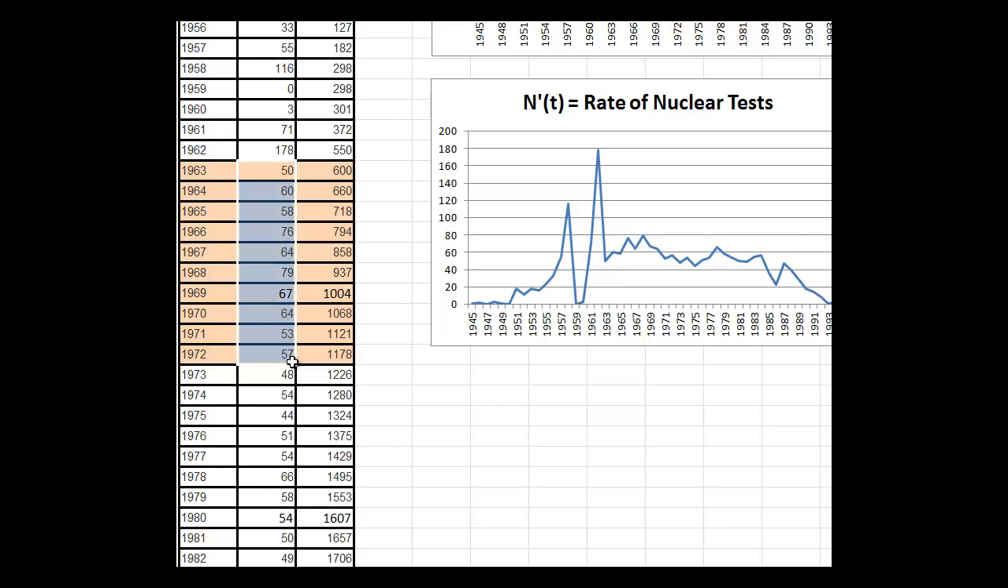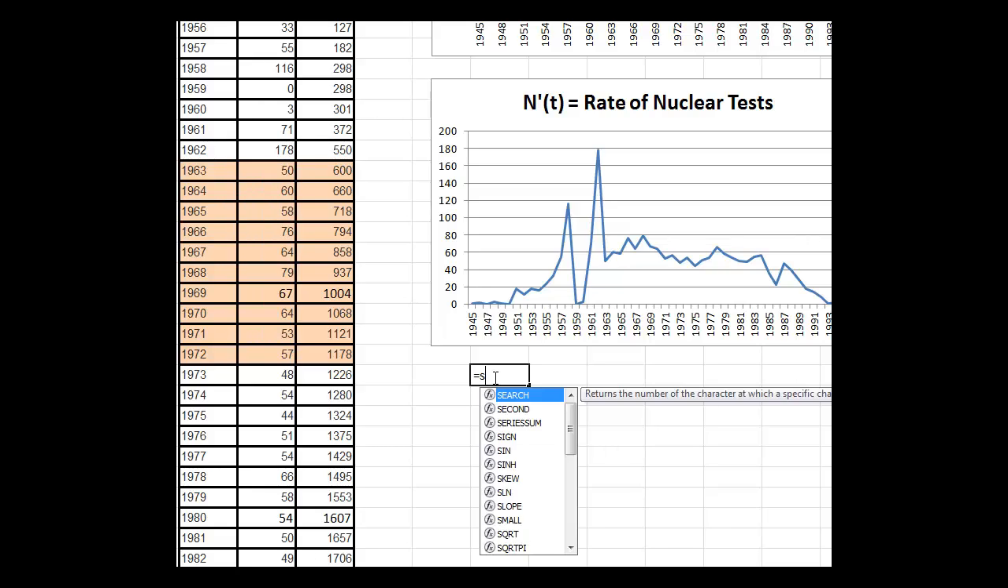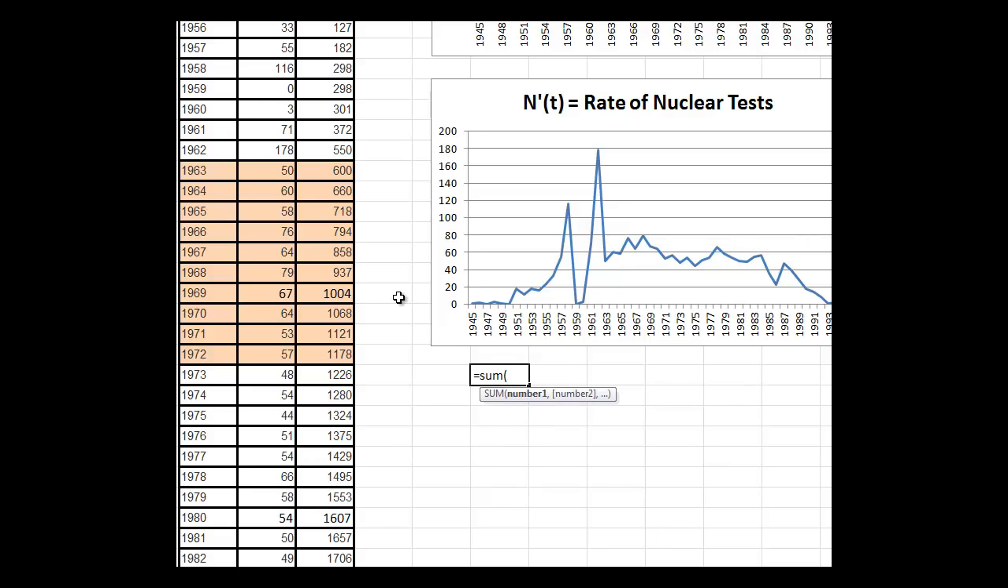In the middle column, we can just average these guys up. I'm going to find first the sum of those 10 years. Okay, that's the sum. So this is the rate column. And then we'll divide that by 10 because there are 10 years there. Alright, so we know the average rate from 1963 to 1972 is 62.8 tests per year.